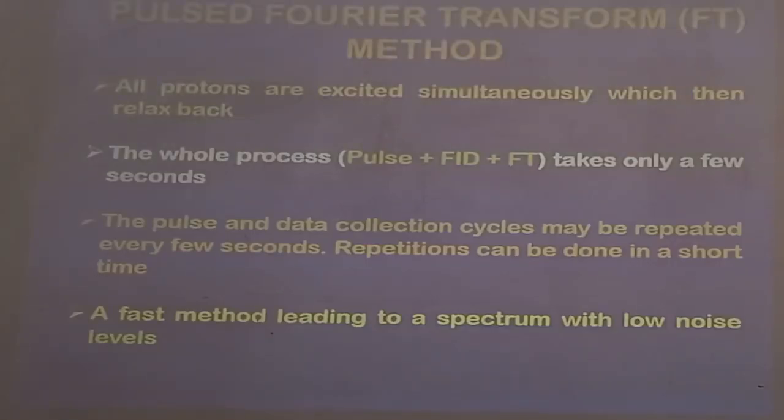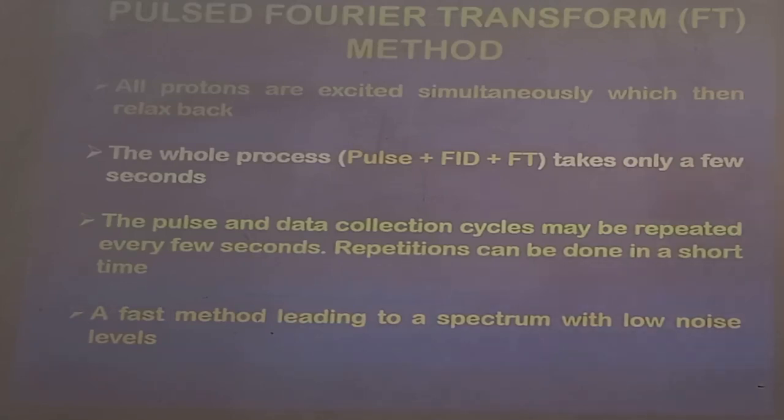So the difference between a classical continuous wave NMR spectrophotometer and a pulse Fourier transform NMR spectrophotometer is that in FT NMR, all protons are excited simultaneously. We saw in the previous technique or instrument that all these different types of protons were excited one at a time. But in pulsed Fourier transform technology, they are excited simultaneously.